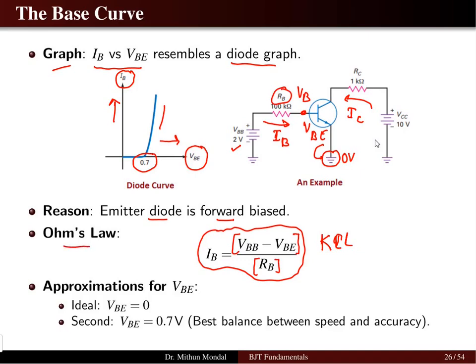This is in accordance with Ohm's law, and the KCL equation you can apply at this node where all the currents will be meeting. Then the approximation that we take for the base emitter voltage, if we are taking the ideal diode, then VBE will be 0 because we think there is no threshold voltage. So without applying VBE, we get the base current. But in the second approximation, we take VBE as a sudden drop for the threshold value, and this gives the best balance between speed and accuracy.